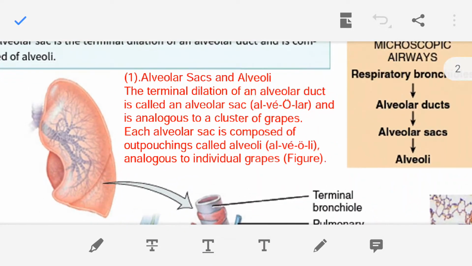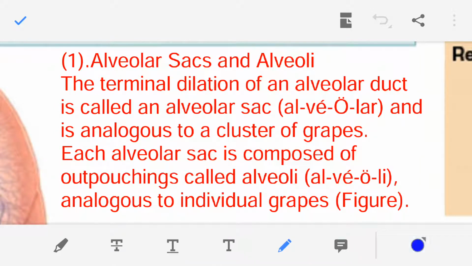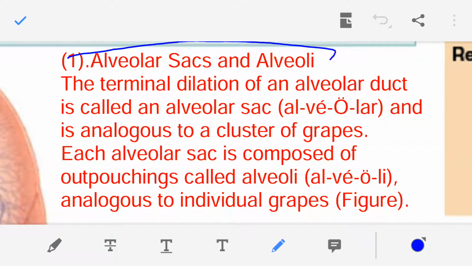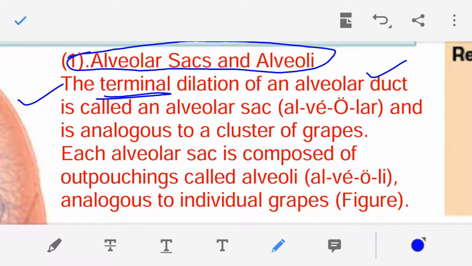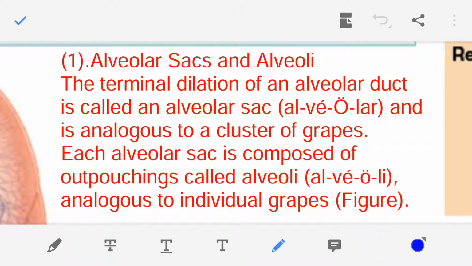Now this is the title of today's presentation lecture: alveolar sacs and alveoli. Now, the terminal dilation of the alveolar duct. Dilation means the enlargement. The terminal means which is present towards the end. So the end part of the alveolar duct dilates, and then the alveolar sac is formed.